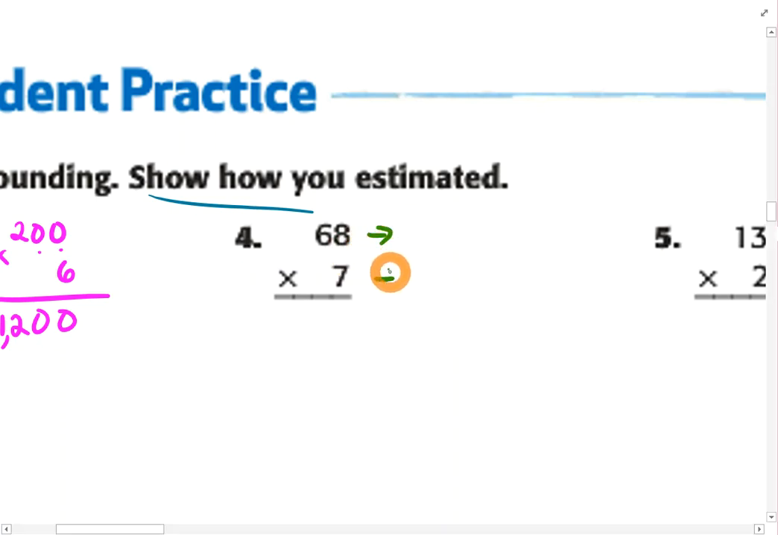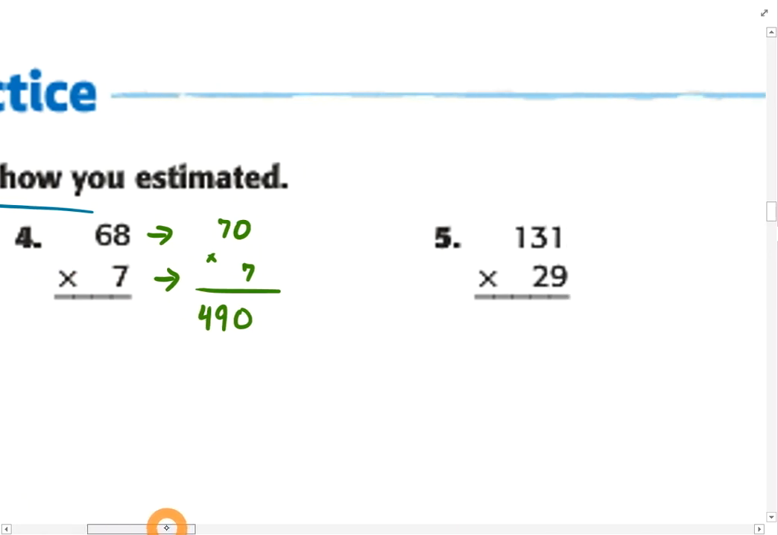68 and 7. I'm going to change my 68. Let's make that 70. And I'm going to keep my 7 to 7, right? The more unchanged the number, the more accurate it is to the true multiplication, the true product of it. So 7 and 7 is 49, and I have 1 0, so the estimation would be about 490 for this answer.